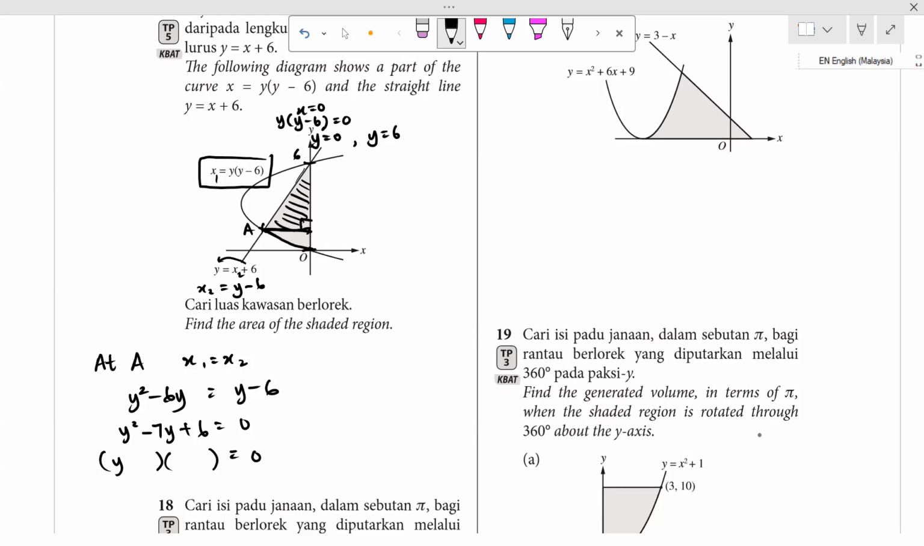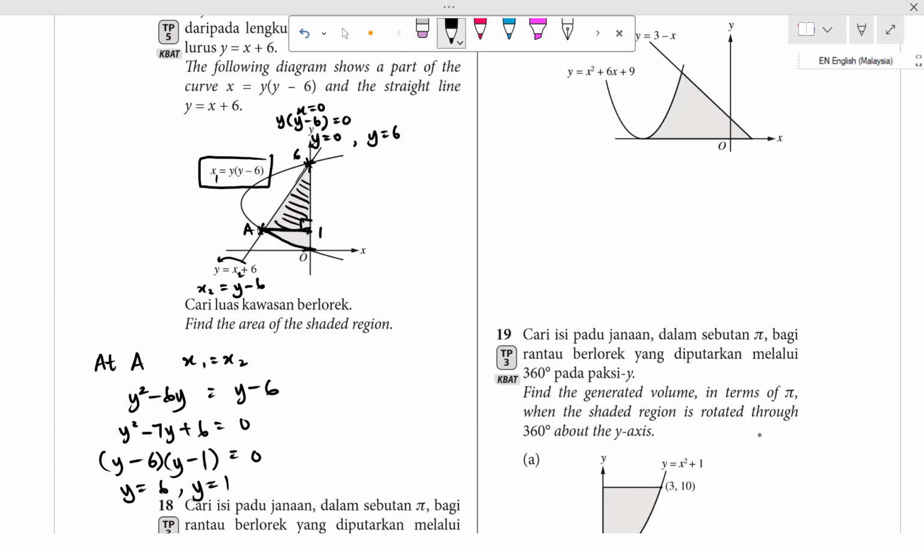Wait a minute. y squared minus 6y, and then x is y minus 6, so plus 6. 6 and 1, negative, negative. Therefore, y equals to 6, y equals to 1. Yeah, correct. The intersection points between the straight line and the curve are 6 and 1.